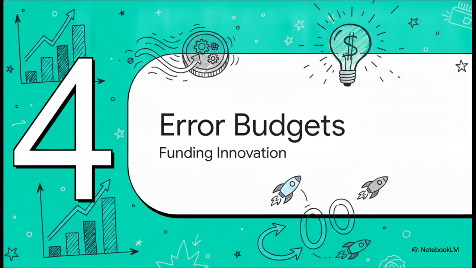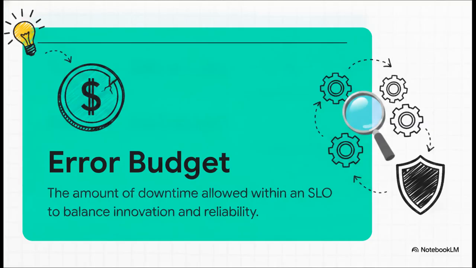Which leads us to my absolute favorite part, Section 4, error budgets, funding innovation. An error budget is exactly what it sounds like. It's the amount of downtime or failure actively allowed within an SLO to balance innovation and reliability.